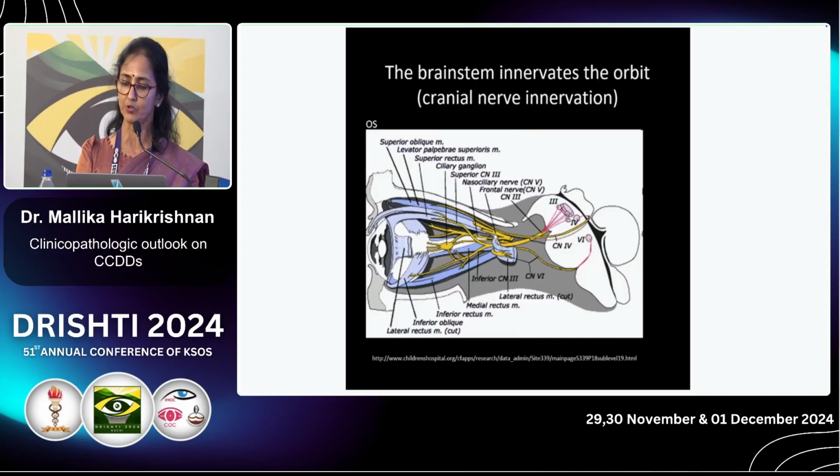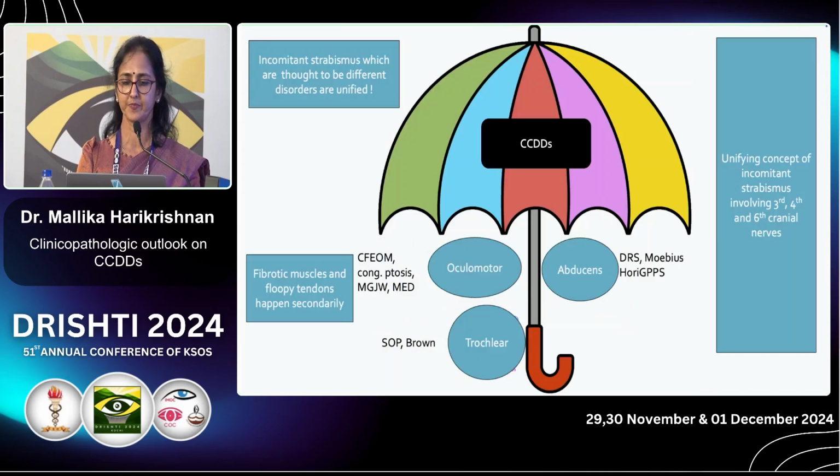But if something goes wrong in this innervation process, we call it CCDD. It may be a subnormal innervation or an aberrant innervation. So it is a unifying concept of incomitant strabismus involving the third, fourth, and sixth cranial nerves, as far as we ophthalmologists are concerned. It can involve either the oculomotor nerve, abducens nerve, or trochlear nerve.